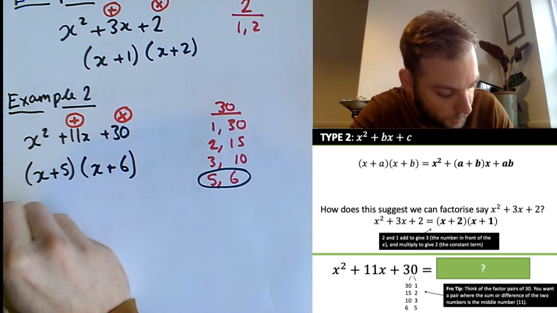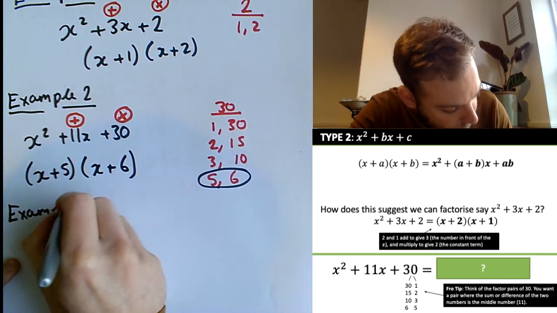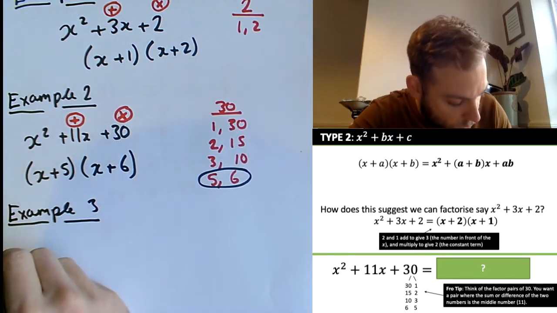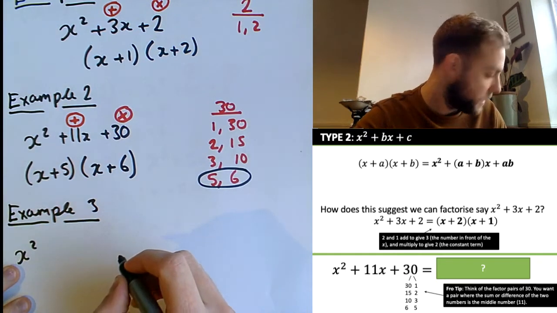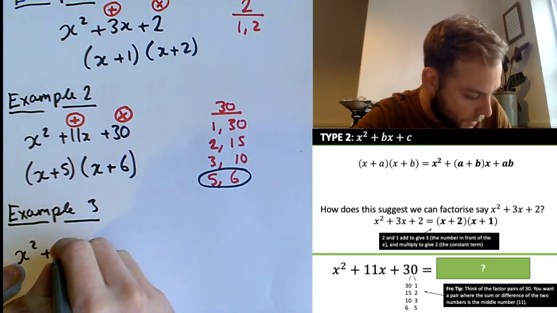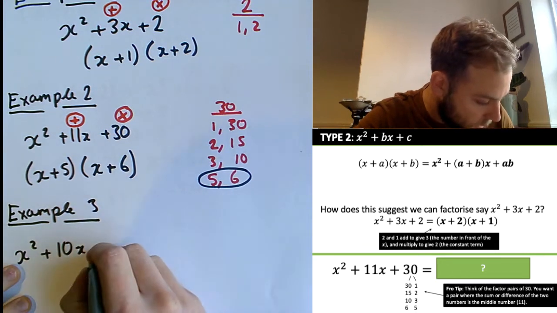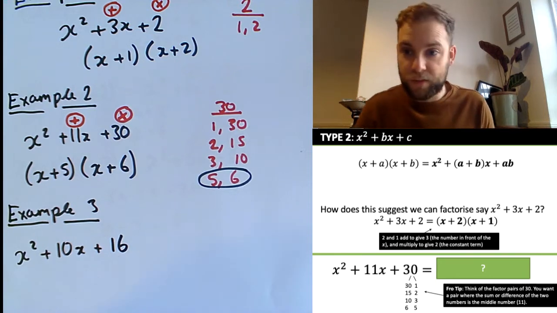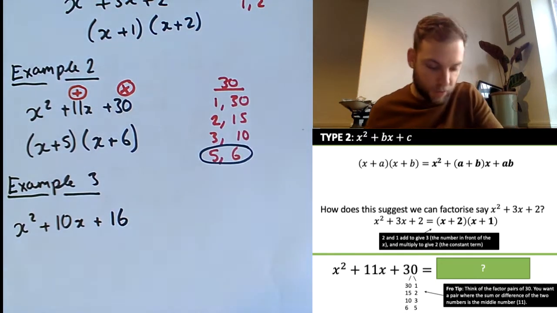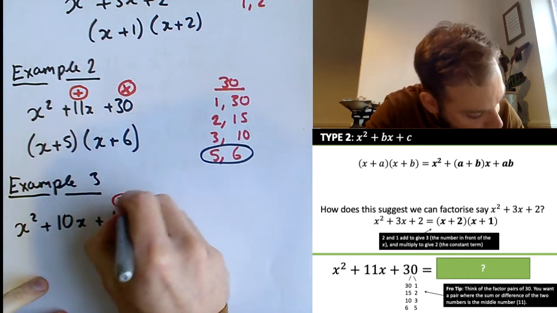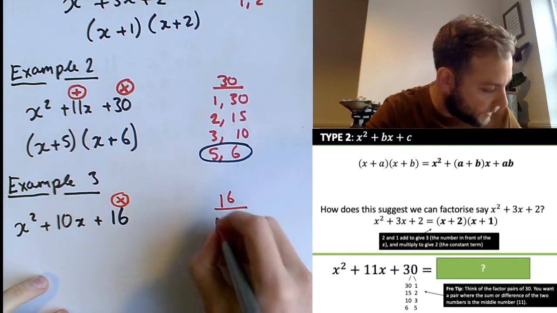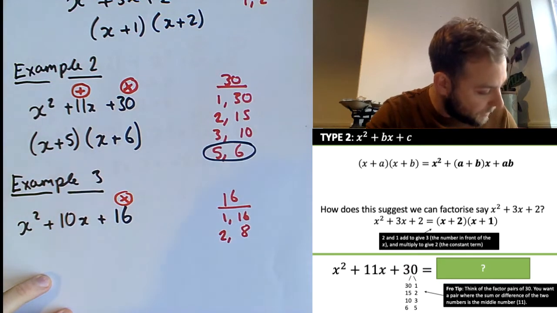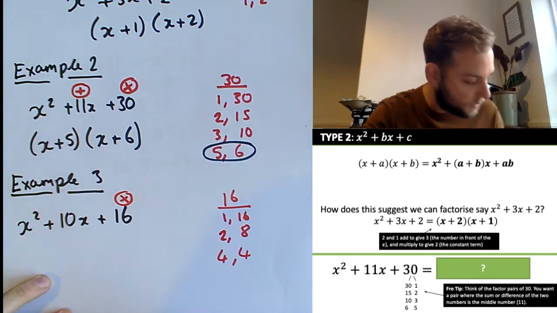I'm going to get one more of these examples down. I'm just going to make one up for you. Example 3. So let's go x squared plus 10x plus 16. With this one, the first thing I would do is write down the multiples of 16. So I know something that times together to make 16. That's going to be 1 and 16, 2 and 8. 4 goes in as well, 4 times 4.